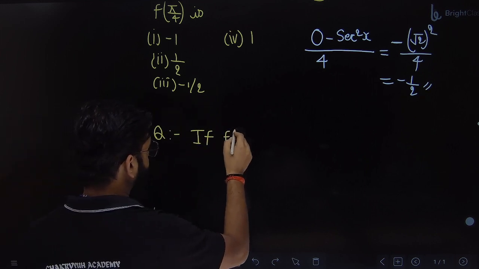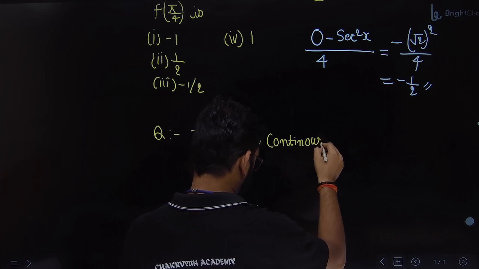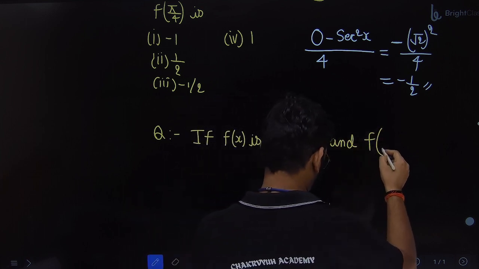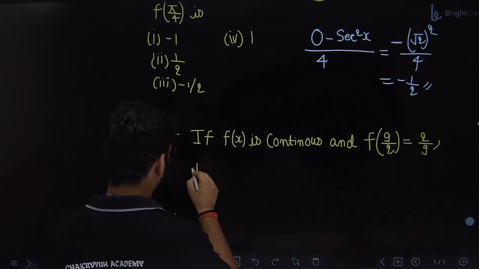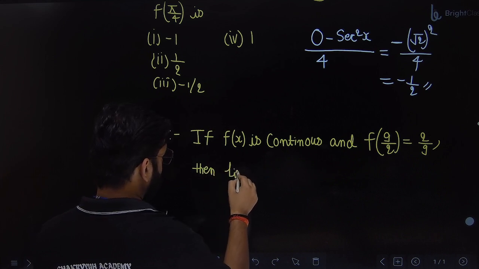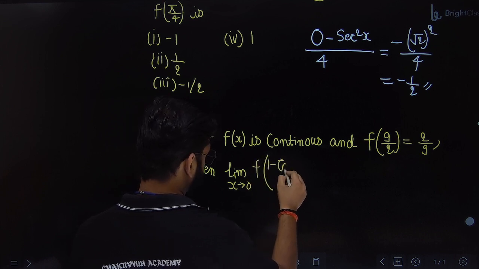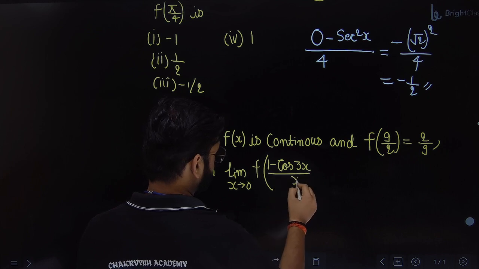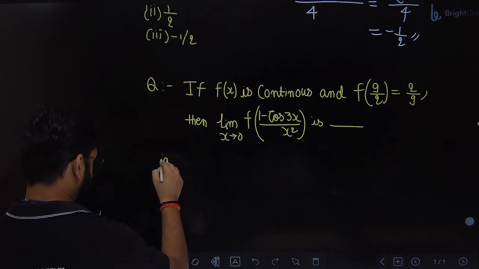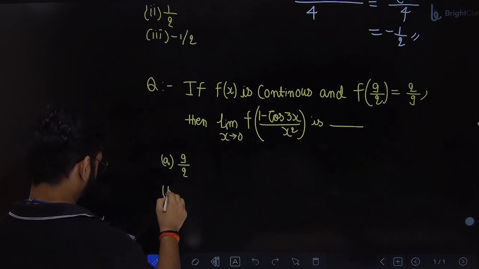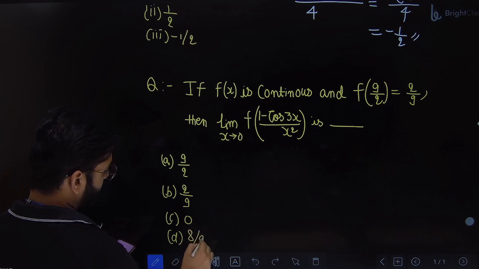Problem. If f of x is continuous and f of 9 by 2 is equal to 2 by 9, then the limit as x tends to 0 of f of (1 minus cos 3x) by x square is: 9 by 2, 2 by 9, 0, 8 by 9.